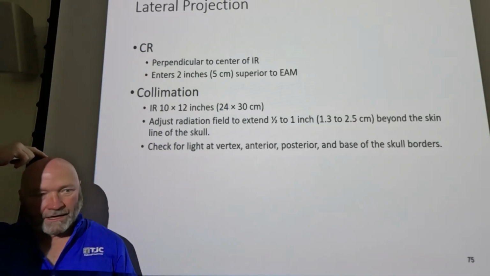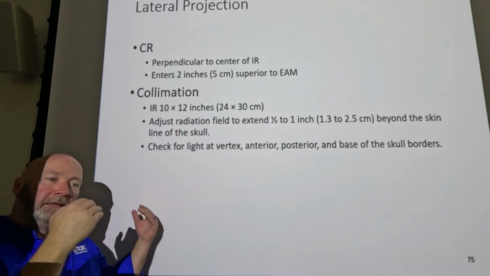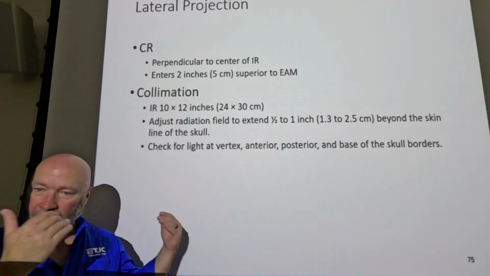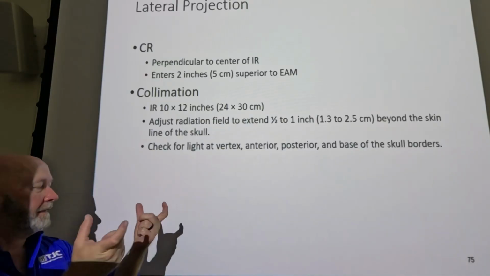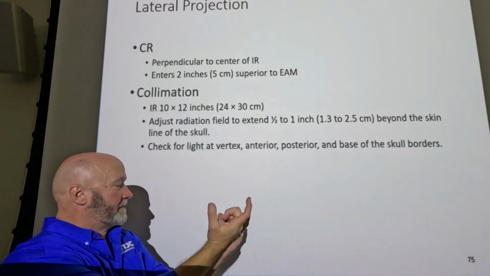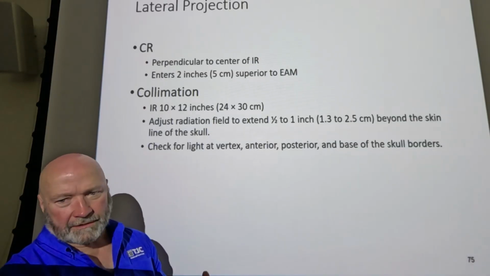So you want to get from top to the bottom of the skull, front to the back, the petrous pyramids on top of each other, sella turcica without any kind of rotation, meaning that the anterior clinoid processes are on top of each other, the posterior clinoid processes are on top of each other.